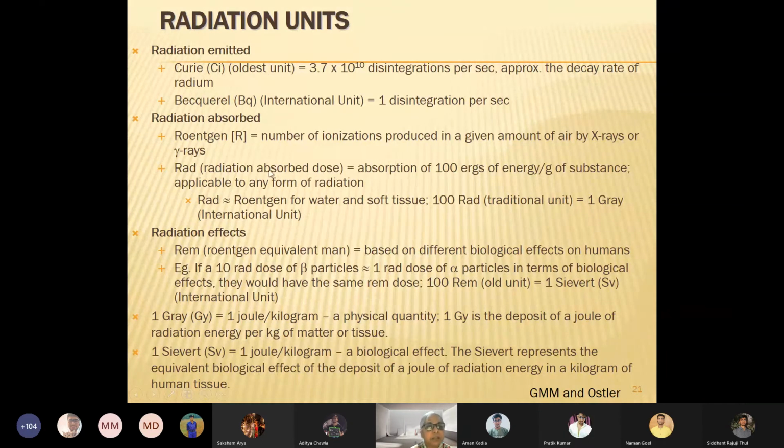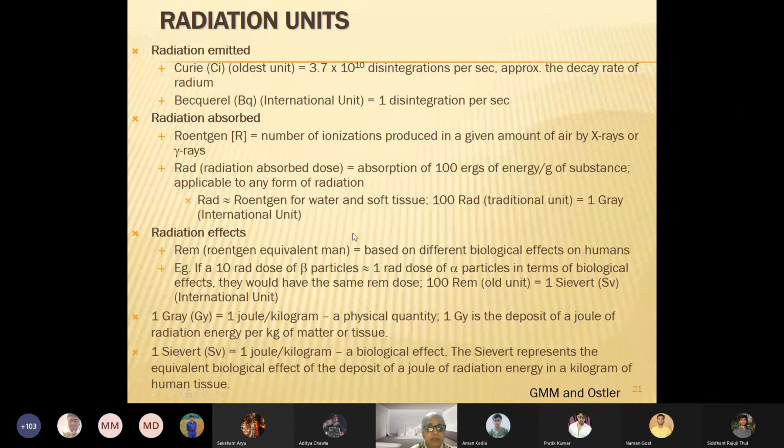Then we come to rads. Radiation absorbed dose is how much energy in terms of ergs is being absorbed per gram of substance. It is applicable to any form of radiation. So 1 rad is approximately equal to 1 Rontgen for water and soft tissue, like human tissue. 100 rads, this is the old unit, is now being replaced by grays. So 1 gray is 1 joule per kilogram. It's a physical quantity. You can see the similarity. And 1 gray is the deposit of 1 joule of radiation energy per kilogram of matter or tissue.